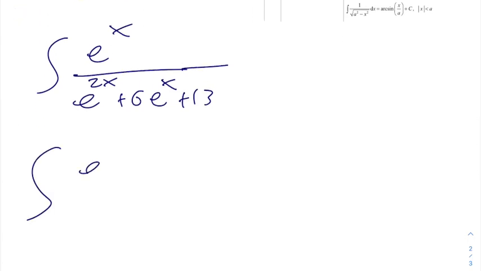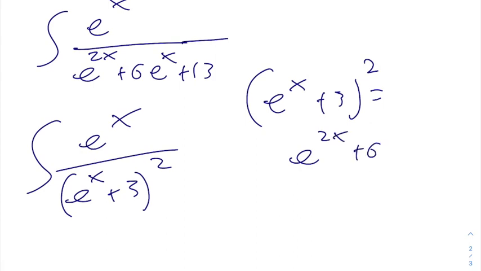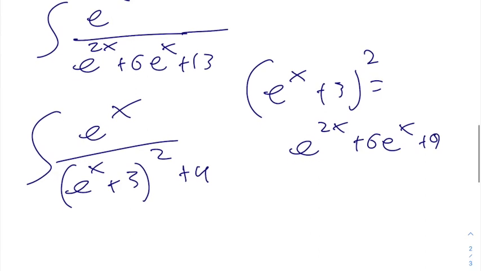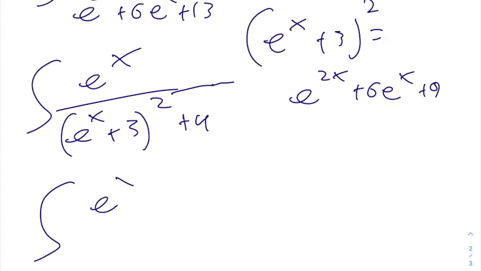So let's say I write the integral like this, and I write the denominator in the following way: e to the power of x plus 3, squared. But of course, (e^x + 3) squared is not equal to e to the power of 2x plus 6e^x plus 13. It would just give us e to the power of 2x plus 6e^x plus 9. So we're missing 4, so we can just add 4 here, right?